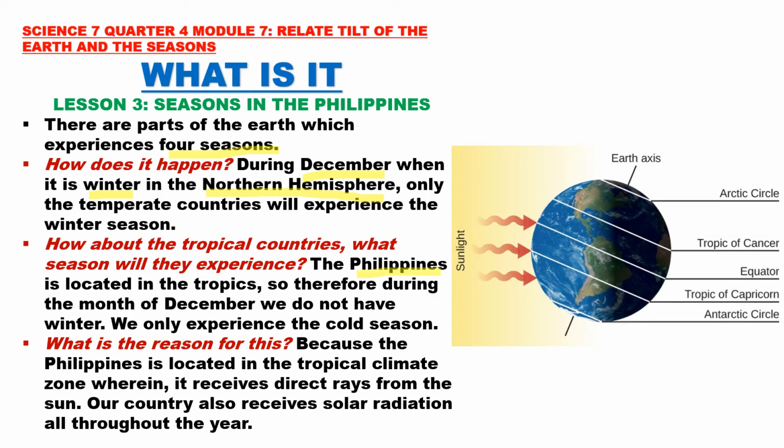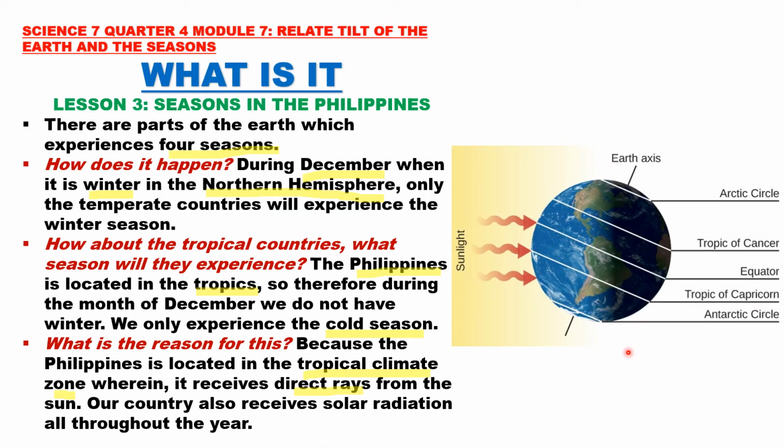The Philippines is located in the tropics, so therefore, during the month of December, we do not have winter. We only experience the cold season. What is the reason for this? Because the Philippines is located in the tropical climate zone, wherein it receives direct rays from the sun. Our country also receives solar radiation all throughout the year.